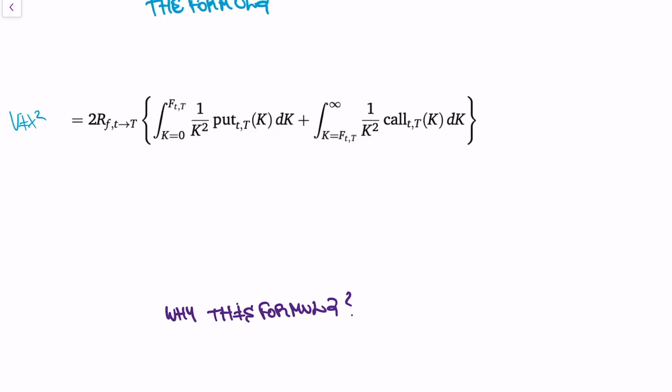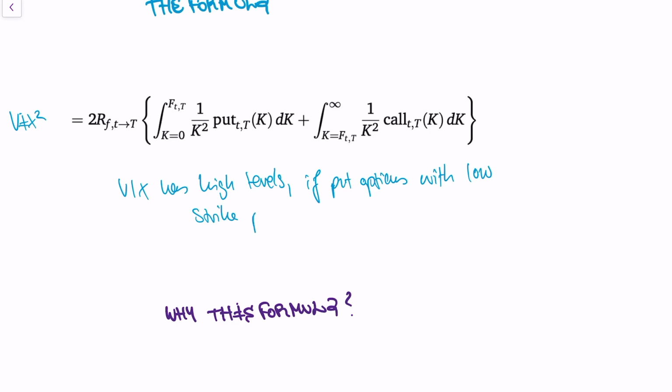So what does the VIX tell us? Well, the VIX will have high levels if put options with low strike prices are expensive.